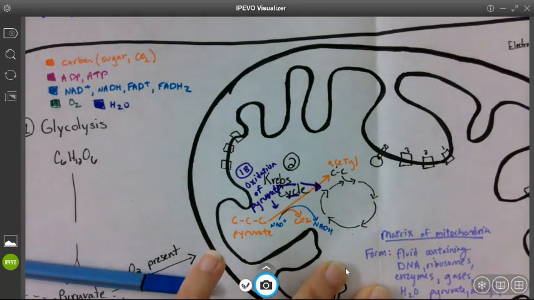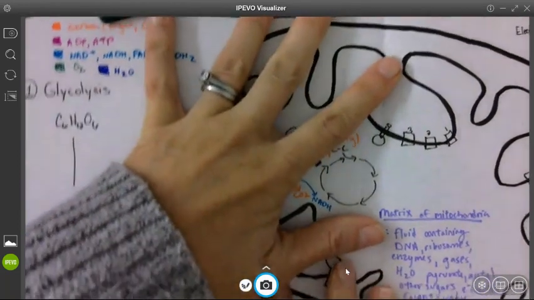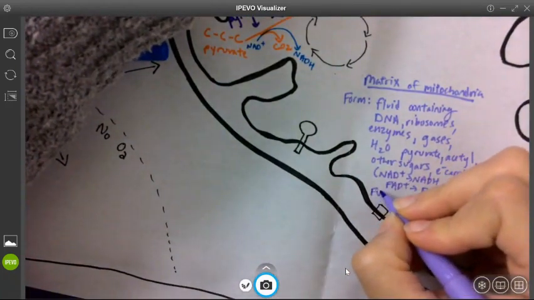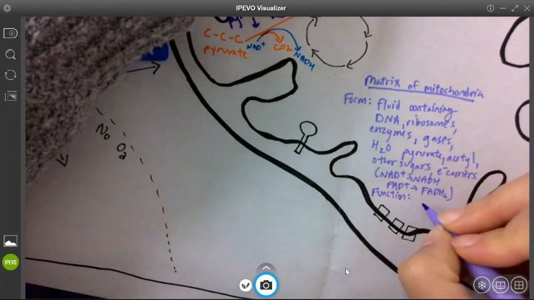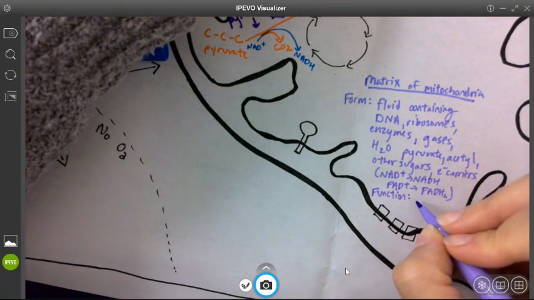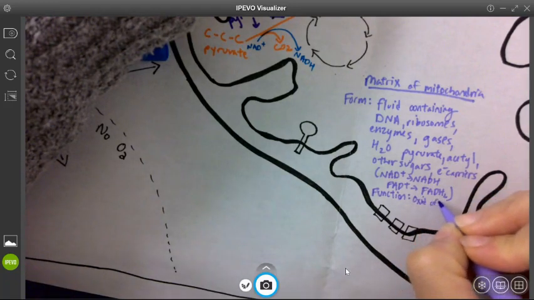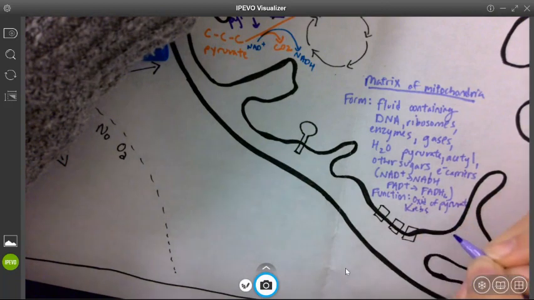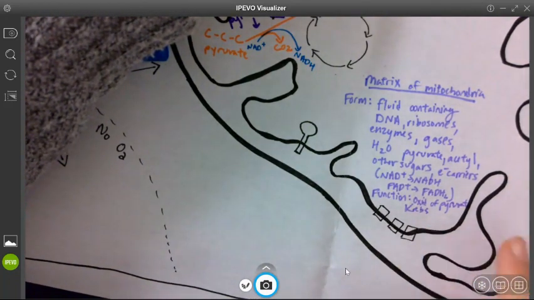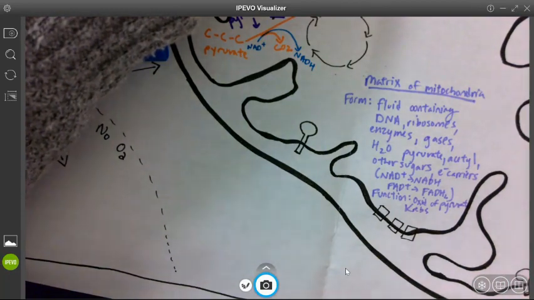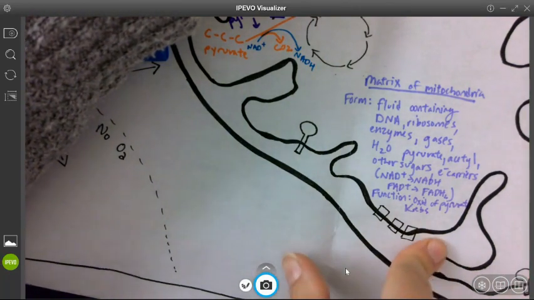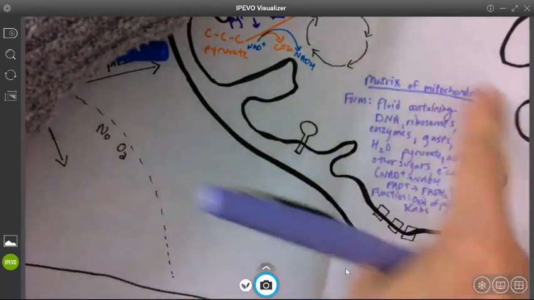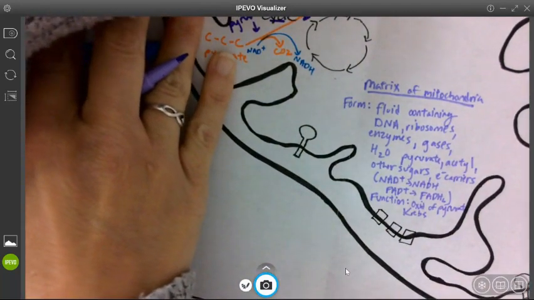So this structure, this form of the matrix of the mitochondria, all the things that are inside the matrix are key for the function, which is reactions in cellular respiration: the oxidation of pyruvate, the Krebs cycle, helping provide things to the electron transport chain and oxidative phosphorylation. So to continue the process of cellular respiration, that's the function. And luckily that can happen because of all these specialized things that are found in the matrix.